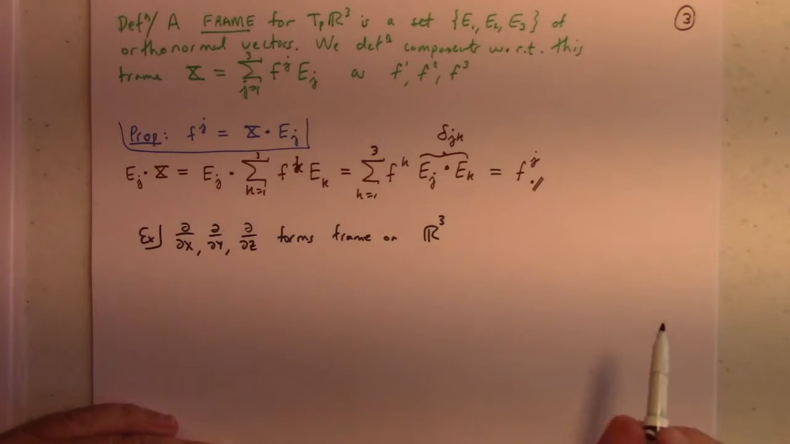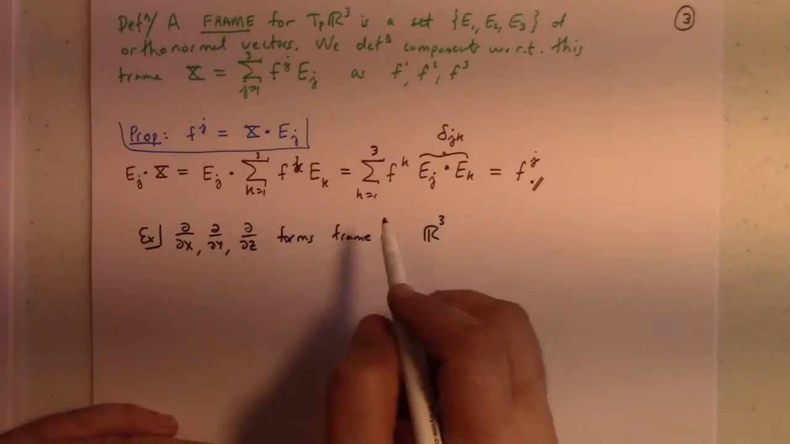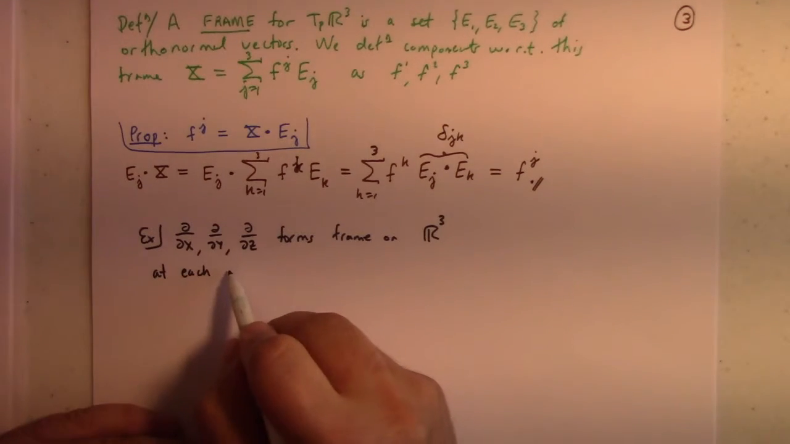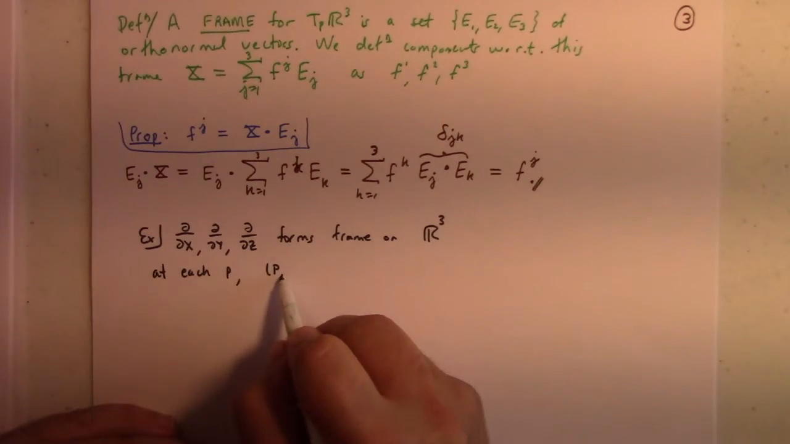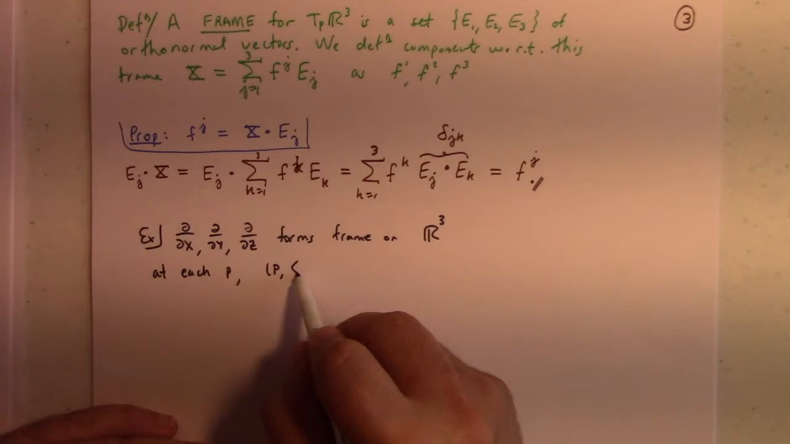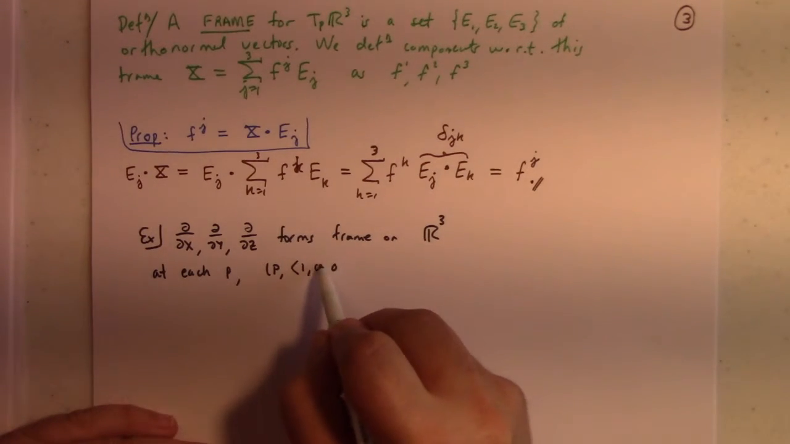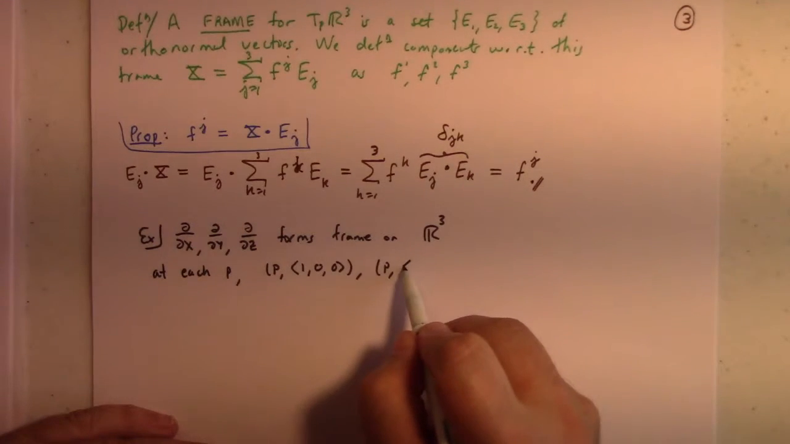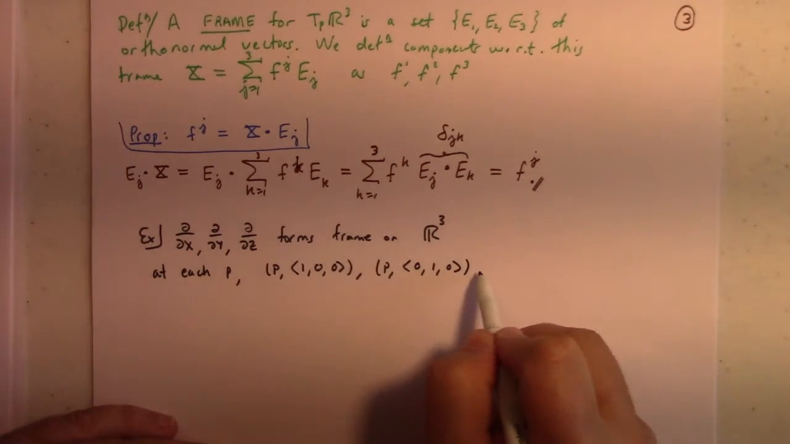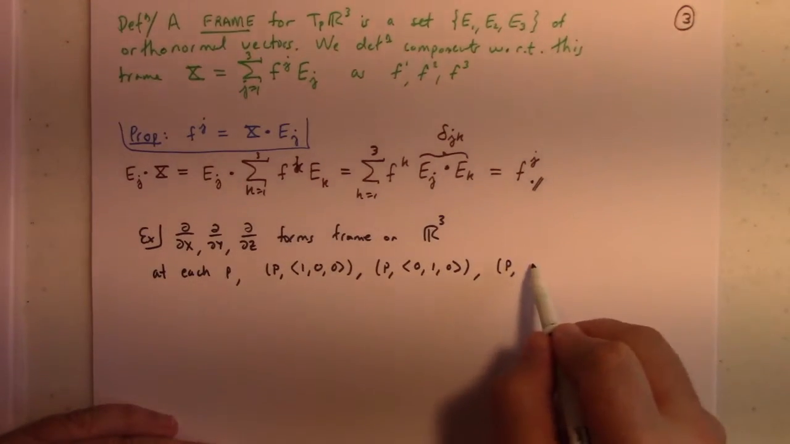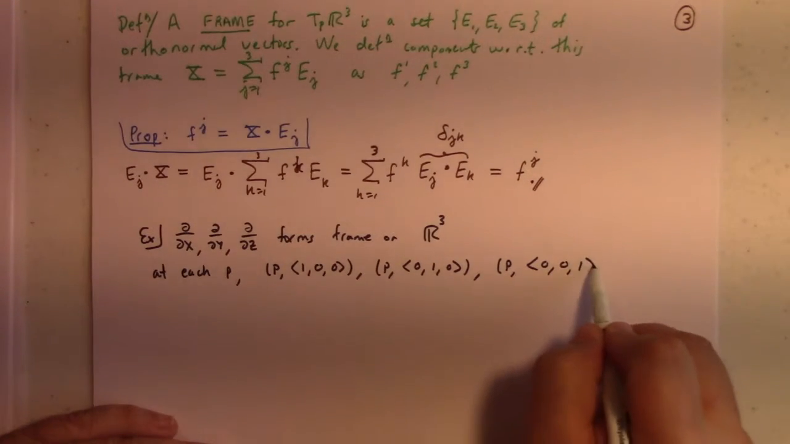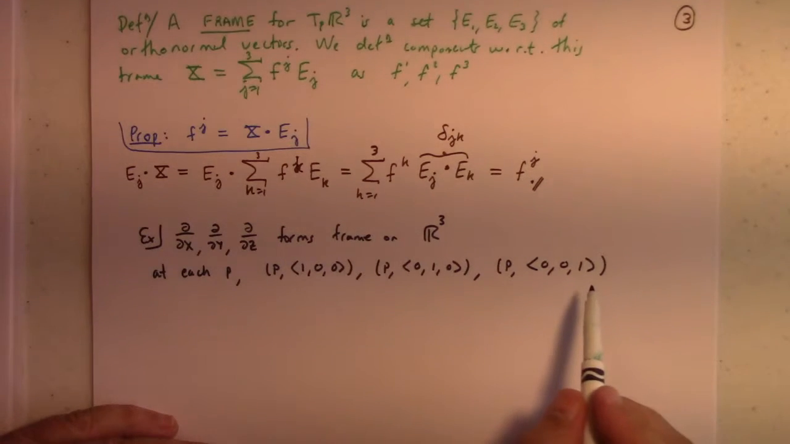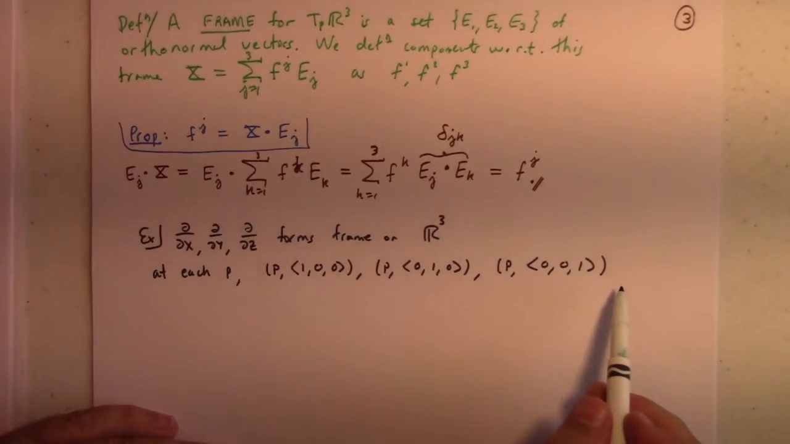So if you want to be, in terms of at each p, I don't usually write this, but at each p, we'd have p comma, and what's the vector part? Well, it's 1, 0, 0, right? And then p, 0, 1, 0, right? And then p, and then 0, 0, 1. Okay, so usually we use E1, E2, and E3 for those. But this would be the Cartesian frame at p.